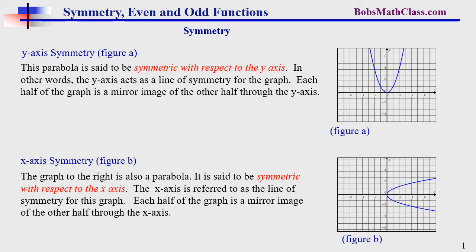Also, just note that the graph on the bottom that has x-axis symmetry is not a function. Remember, for a function, a vertical line has to be able to intersect it only once. If it intersects it more than once, it's not a function. So the graph on the bottom is not a function.